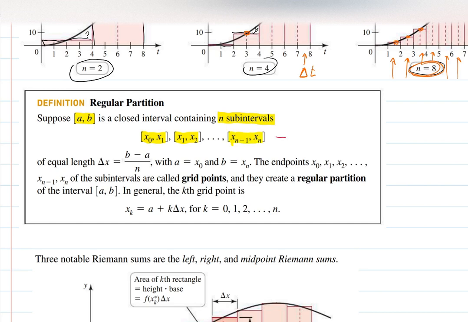It looks like this. From A to B, the first one will be x sub 0, the last will be x sub n, and then we're going to have these subintervals, from x0 to x1, from x1 to x2, keep going, x(n-1) to xn, and it will cover the whole interval. Then we want to have equal lengths.